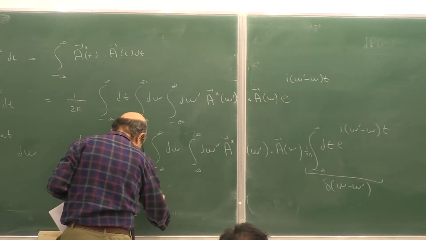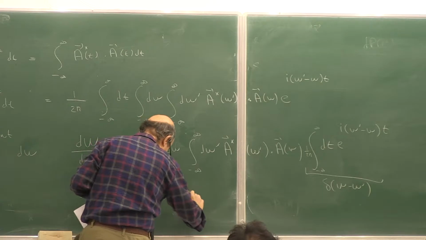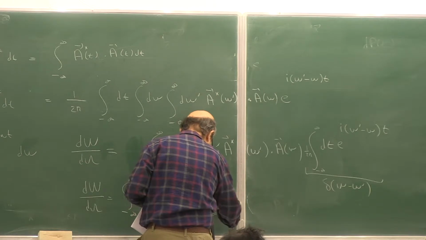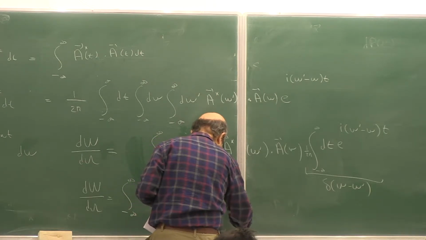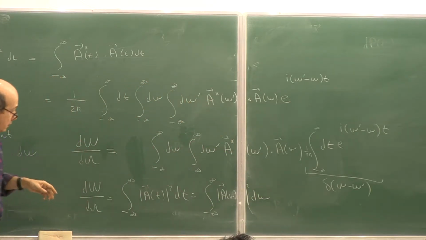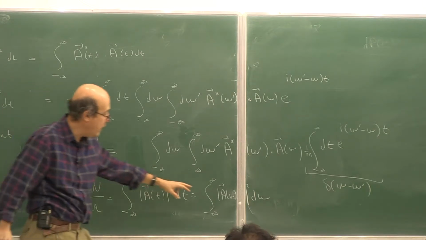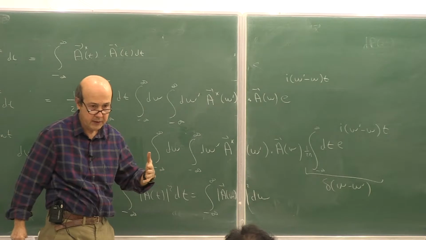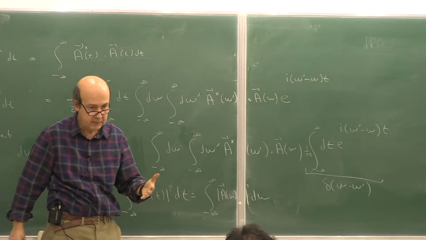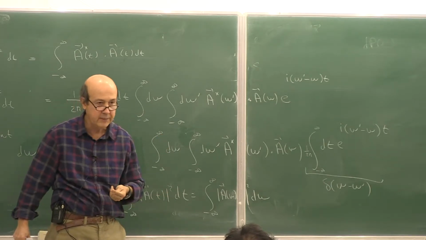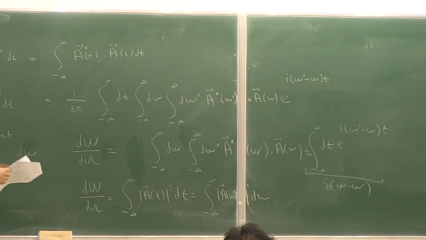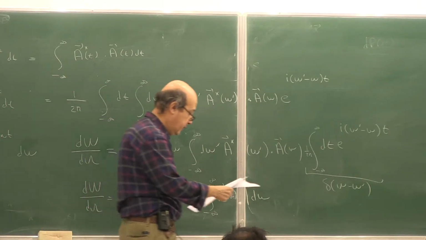A of t squared is equal to the frequency domain integral of A of omega squared d omega. This is nice because omega is related to frequency. If you have the frequency spectrum of the radiation, multiplying by Planck's constant, you can have the energy spectrum. So this Parseval's identity is very useful, and the definition is the following.